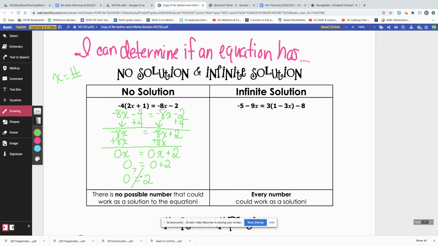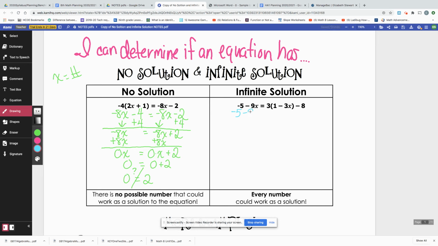So therefore, we know that there is no possible number that could work as a solution to the equation. You could substitute in any number that you want, and it would not satisfy both sides of the equation. They would not be equal. So let's go over here and look at our infinite solution case.